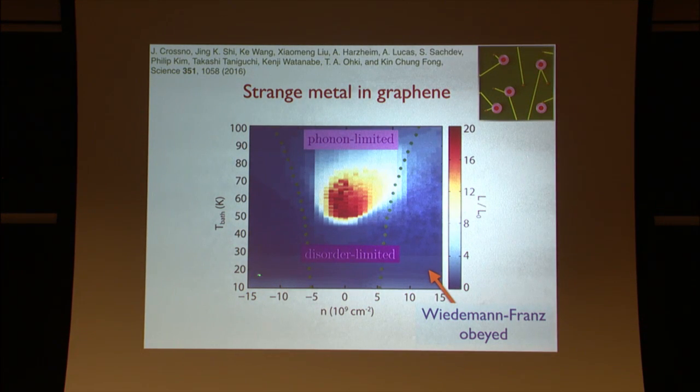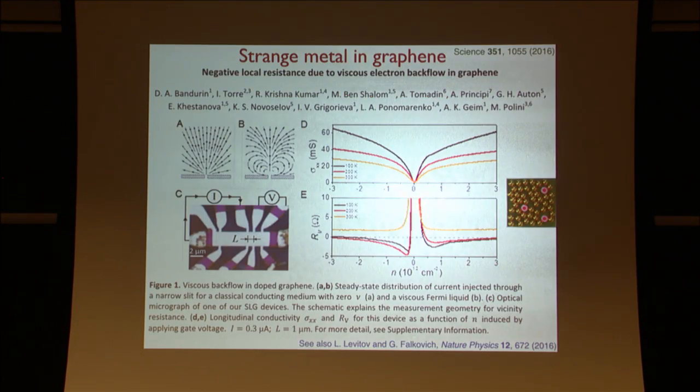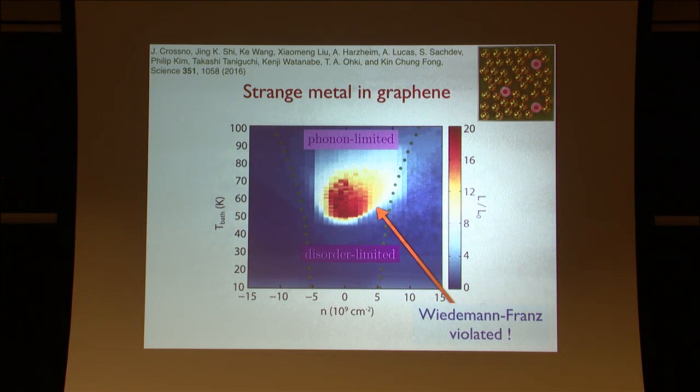Here's the data for the Lorentz ratio as a function of density and temperature. At low temperatures, the Wiedemann-Franz law is obeyed because the color is blue, and at high temperature, it's violated. And so you have this collective liquid transport. And then at even higher temperature, sorry, it's restored because of phonons. We don't fully understand that, but anyway.